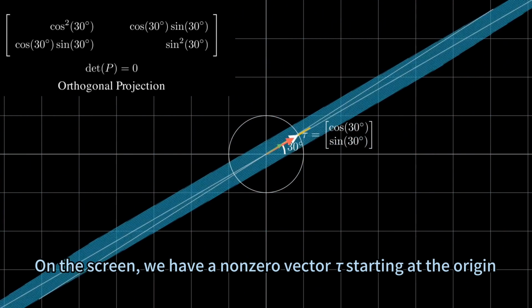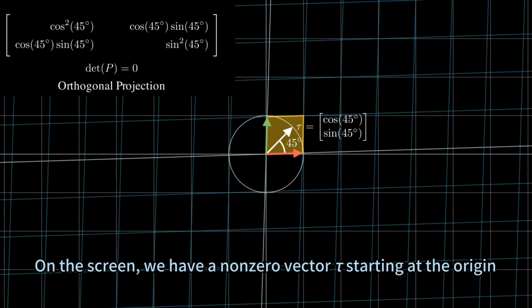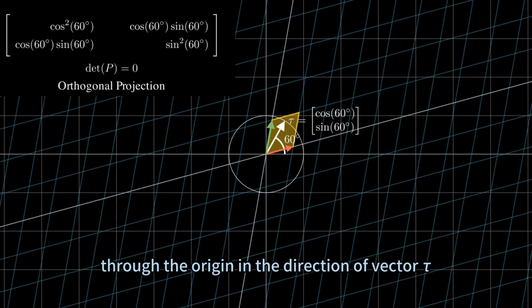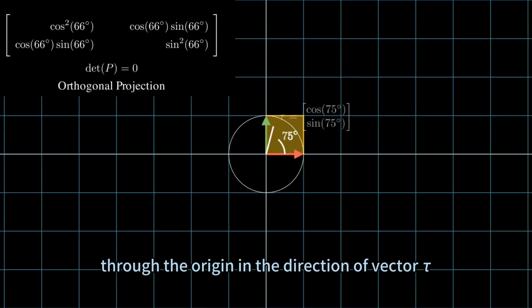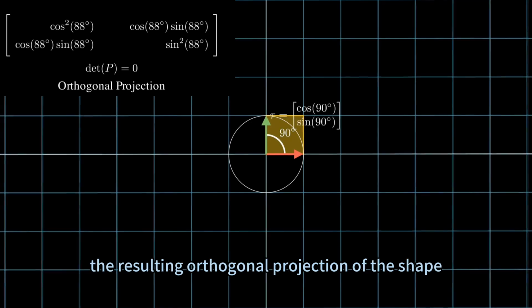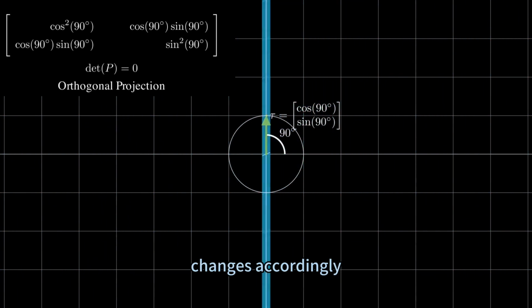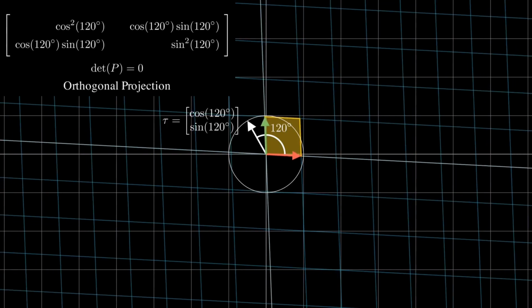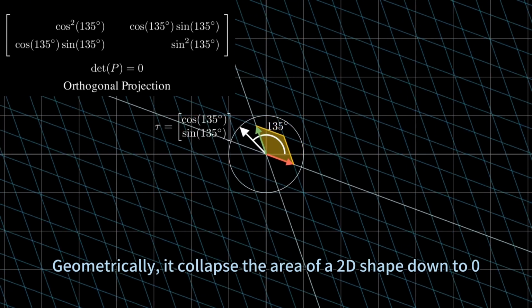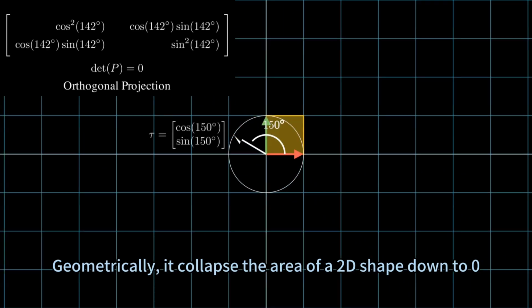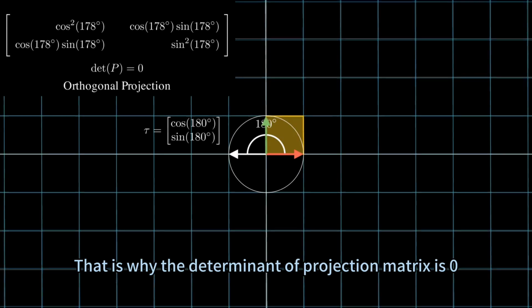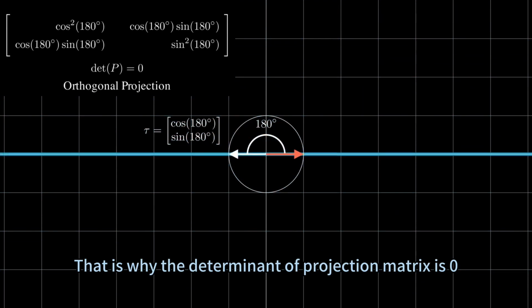On the screen, we have the non-zero vector tau starting at the origin. An orthogonal projection sends points onto the line through the origin in the direction of vector tau. As the angle of vector tau changes, the resulting orthogonal projection of the shape changes accordingly. Please note that orthogonal projection always loses some information. Geometrically, it collapses the area of a 2D shape down to 0. That is why the determinant of the projection matrix is 0.